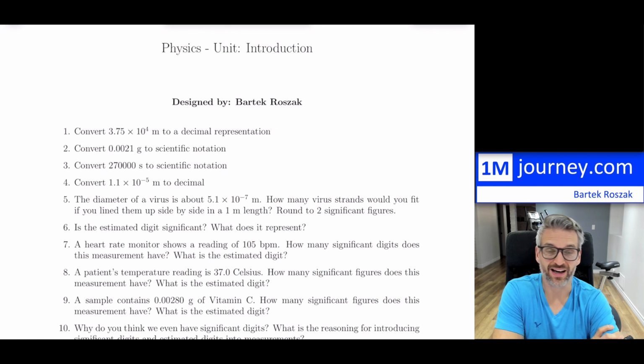This unit is not always done by instructors. I like to put these questions together to let students know what they should review and go over. So let's dive in. I'm going to do every single question.